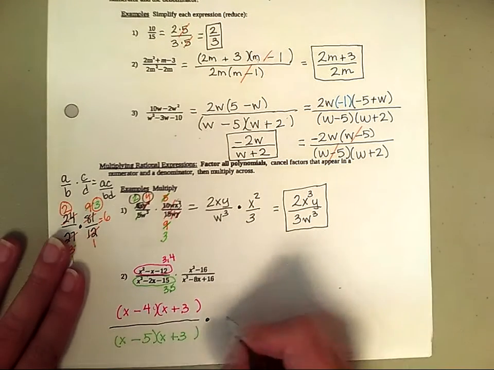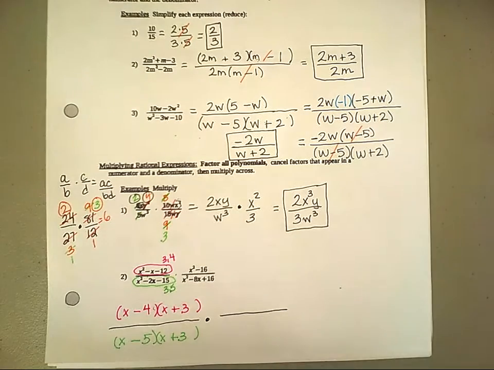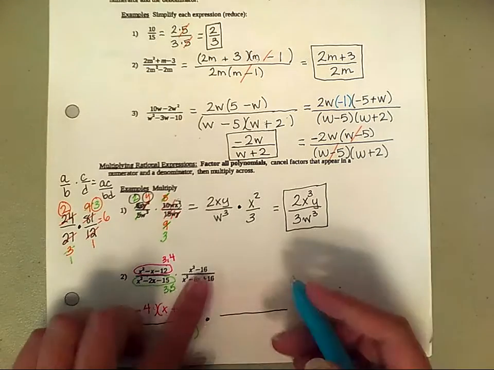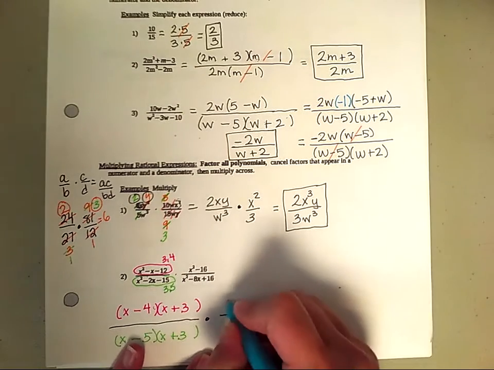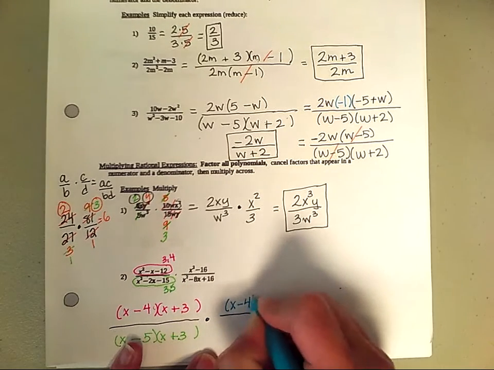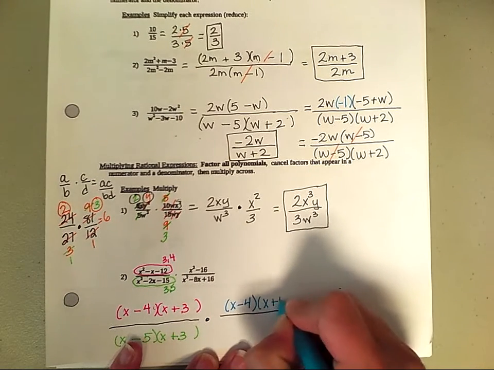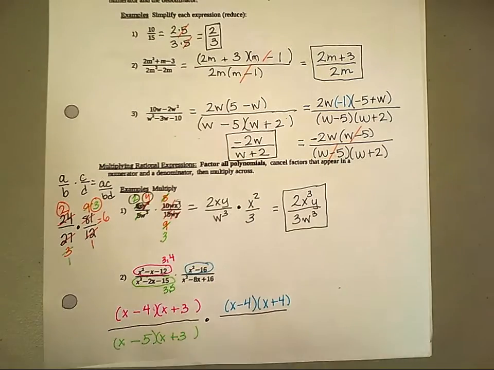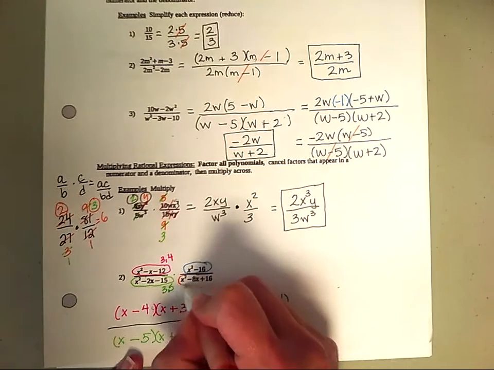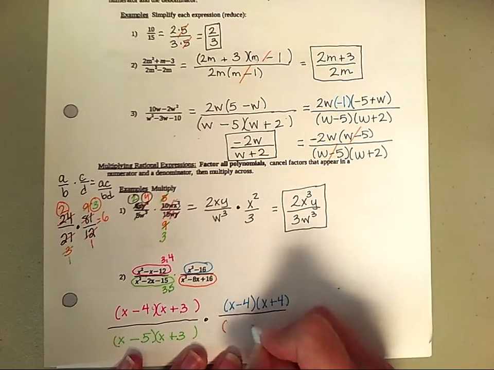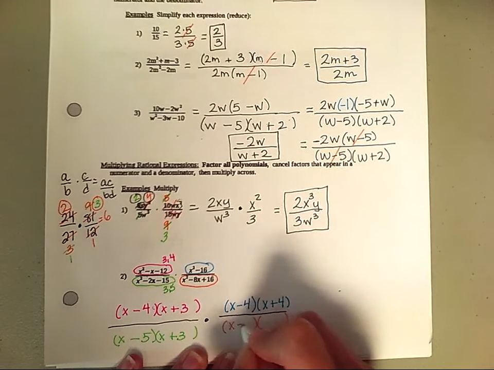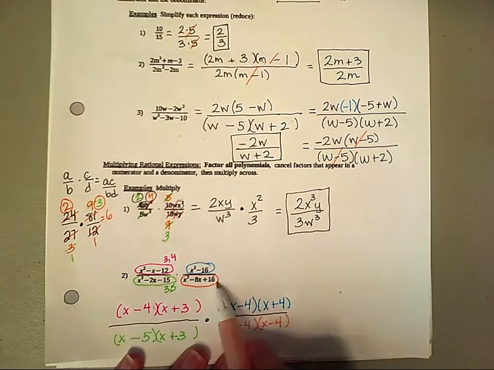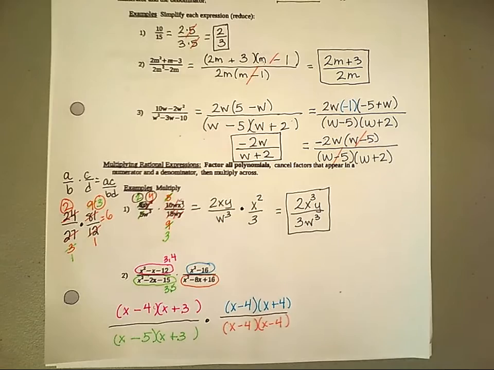Here's our division bar. We're going to multiply that by our other fraction. So x squared minus 16 is the difference of 2 squares. So this factors into x minus 4, x plus 4. That's this one. And lastly, this is a perfect square trinomial. This factors into x minus 4 to get to negative 8 and a positive 16.